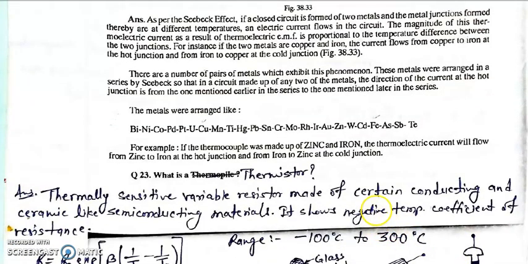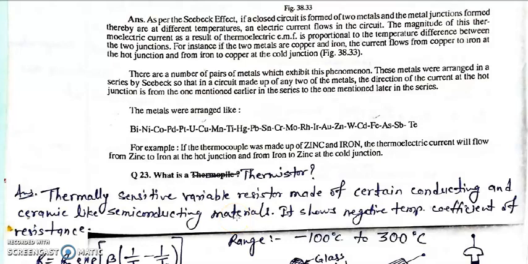Thermistor can be understood as thermal resistor. These are actually thermally sensitive variable resistors. They are also very small in size and can be put anywhere. At the same time, the resistance variation is different in different applications. Thermally sensitive variable resistors are made of certain conducting and ceramic-like semiconducting materials.